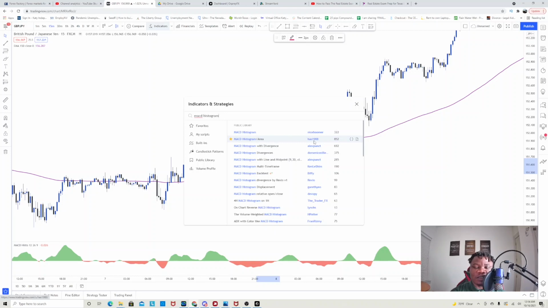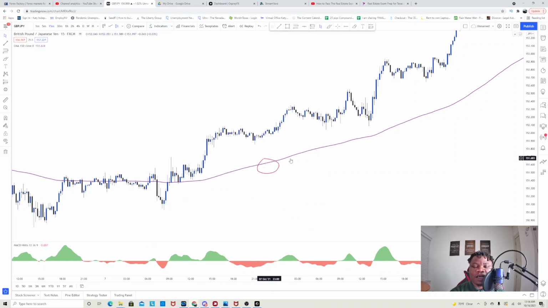I'm going to put the name of this indicator, and also the developer's name, down below in the description so it's easier for you to find. So we have the MACD histogram, and we also have the 150 exponential moving average.